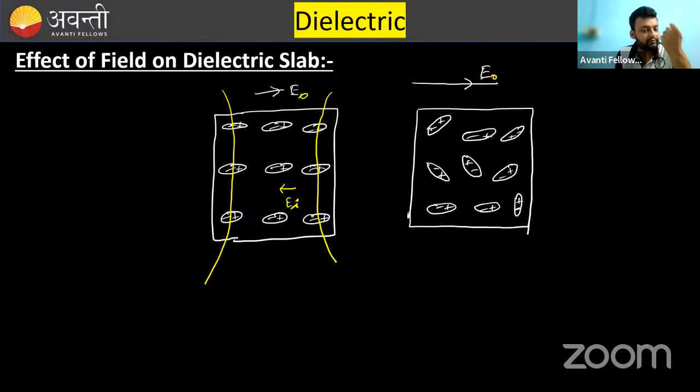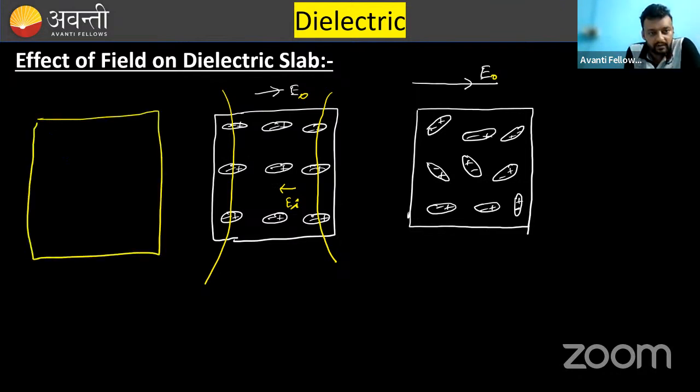Now, can you see that net field inside the slab is decreased? Net field inside the slab will decrease and it will become something, let's suppose E. Outside is E naught and inside is E. And it is somehow decreased by this induced field. So, one thing that we should remember is that whenever a dielectric slab is placed in a field, the field inside it decreases.